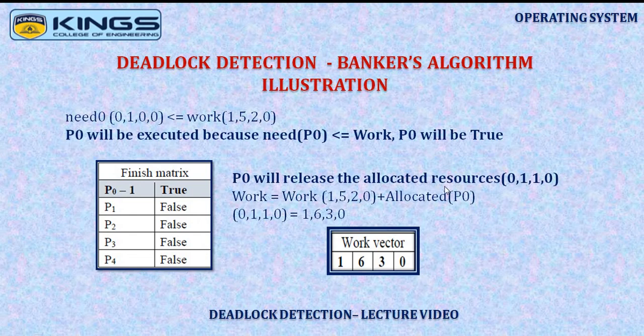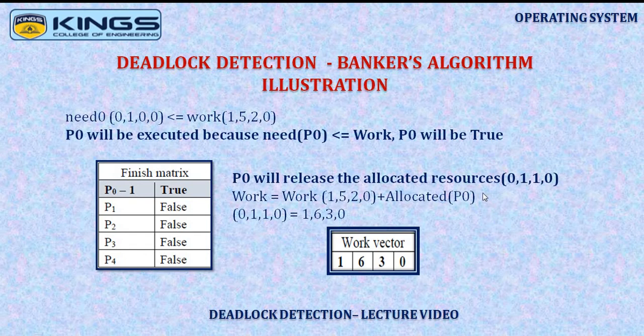It was holding 0, 1, 1, 0 resources. Now this 0, 1, 1, 0 is added to the current work vector, which is 1, 5, 2, 0. So the work vector value is now getting updated. The currently available resources were 1, 5, 2, 0, and that value plus the resources utilized by P0 is added, and the new work vector value is now updated as 1, 6, 3, 0.